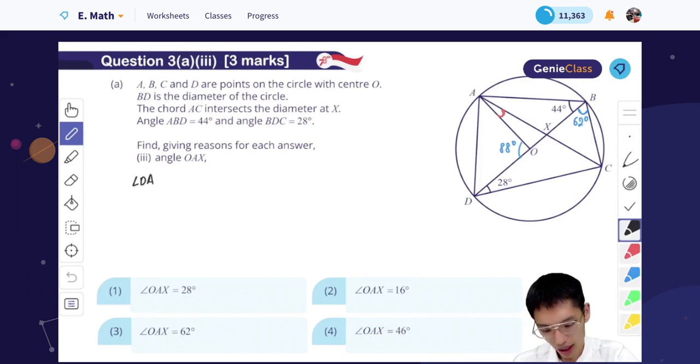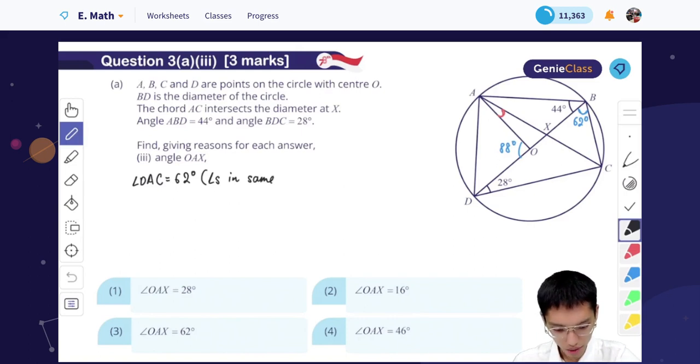That is the first angle we need to take note of, and now that is 1 mark. If you list this down, congratulations, you have 1 mark. Okay, angles in the same segment. This is your first mark.